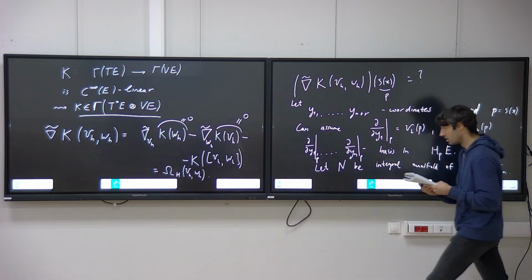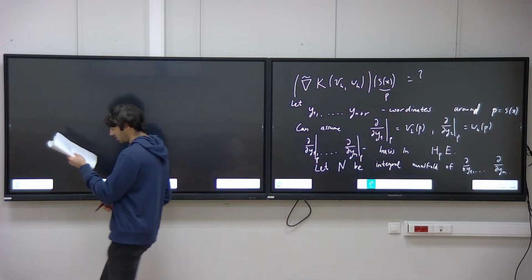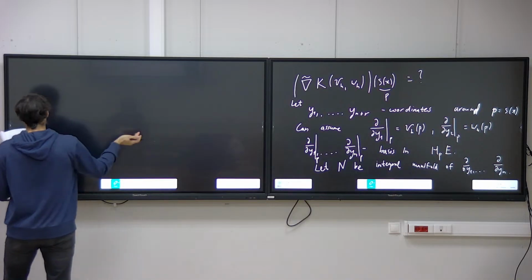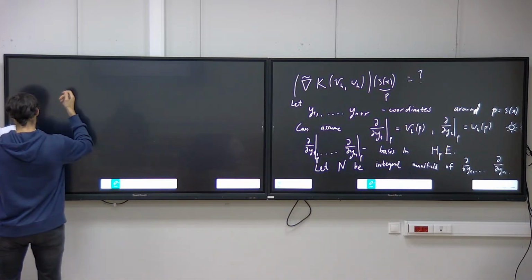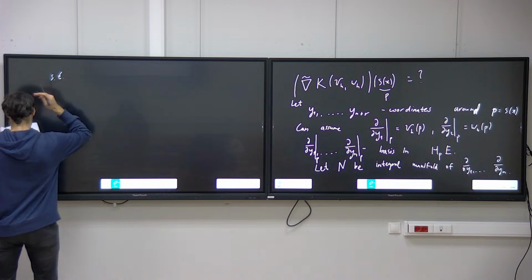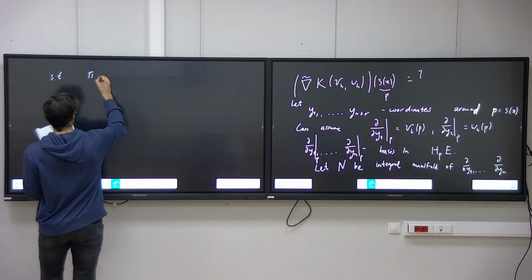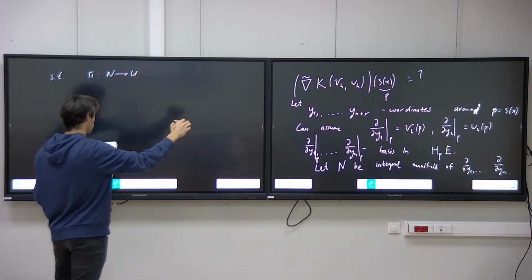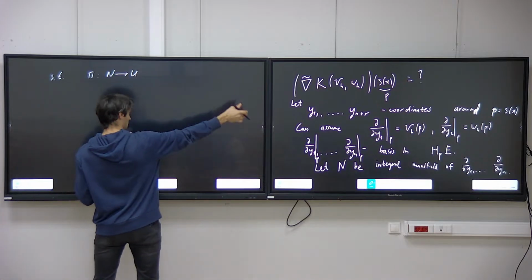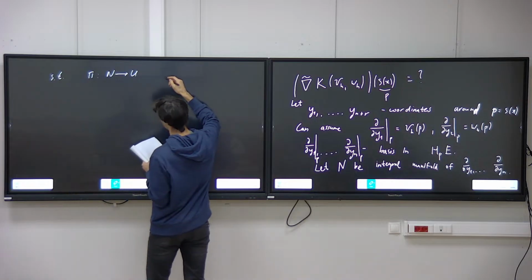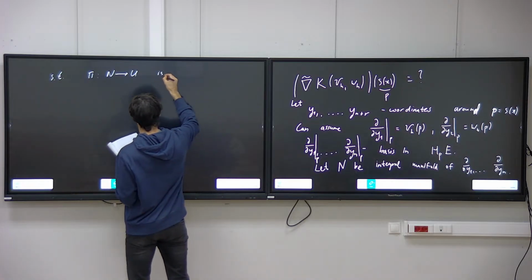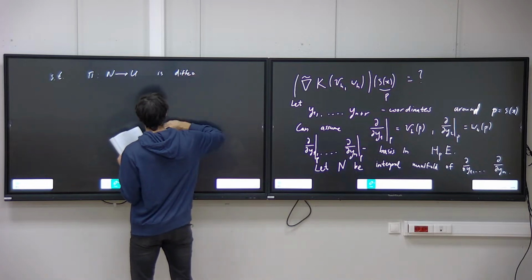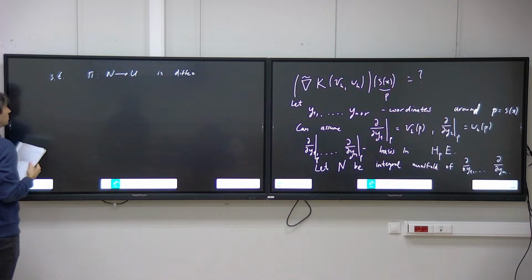And also I would like it to be small enough such that pi restricted to N to U is a diffeomorphism, in the same logic as the proof of the first theorem of today's lecture. So this is a diffeo. All right.